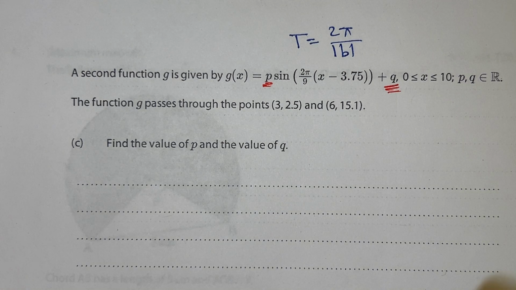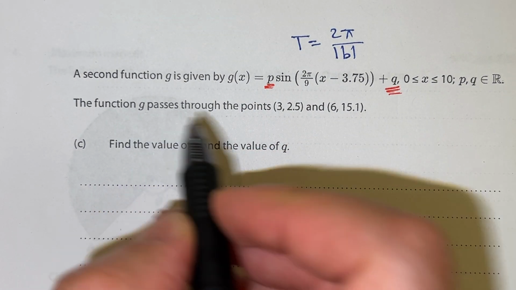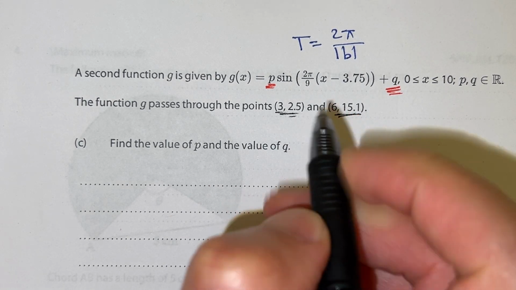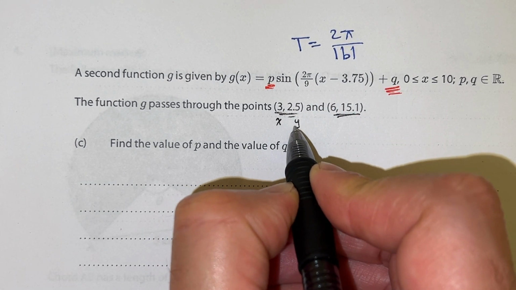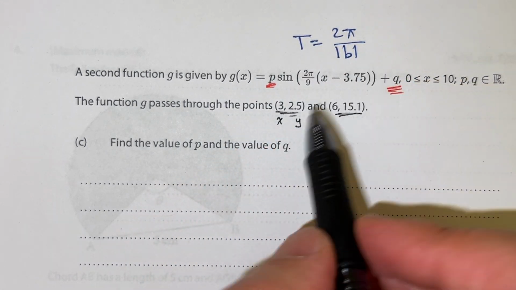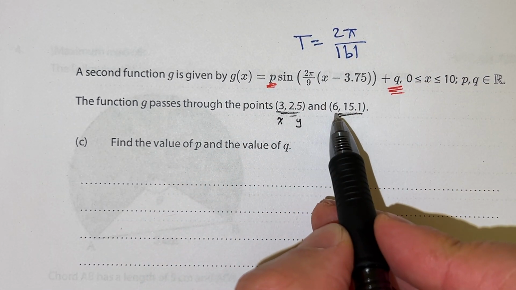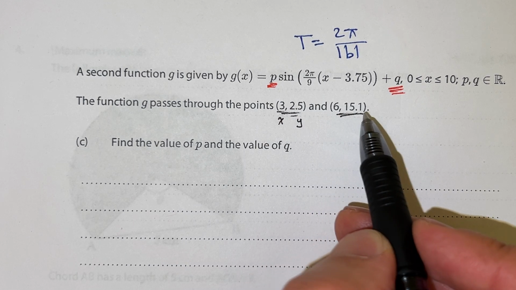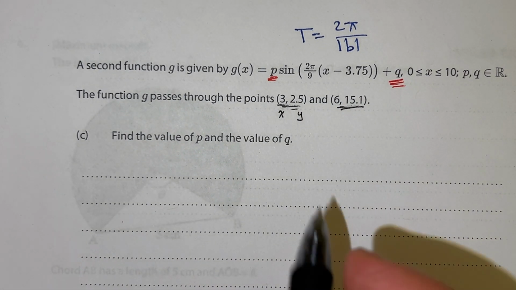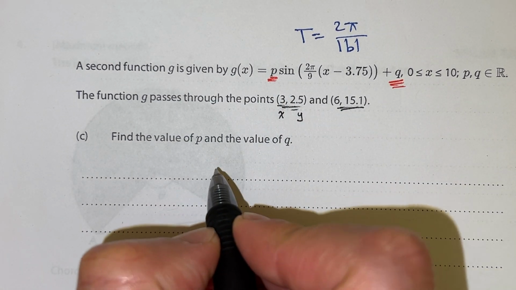So they gave me 2 points that g(x) passes through. That means if I plug in x as 3, y would be 2.5, which is g(x). That will give me one equation. And if I substitute x with 6, y would be 15.1. So let's try the first point.